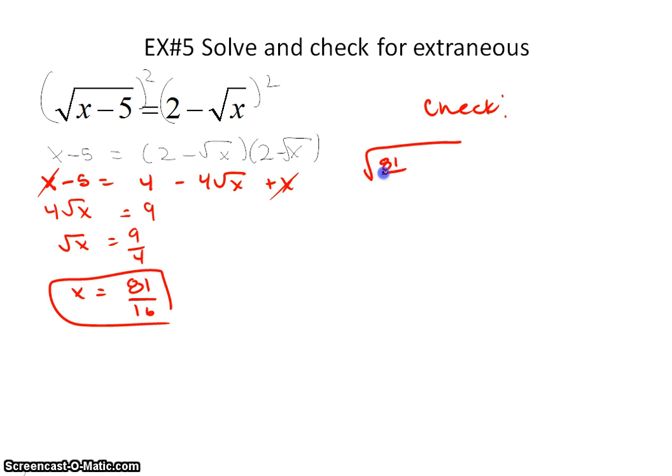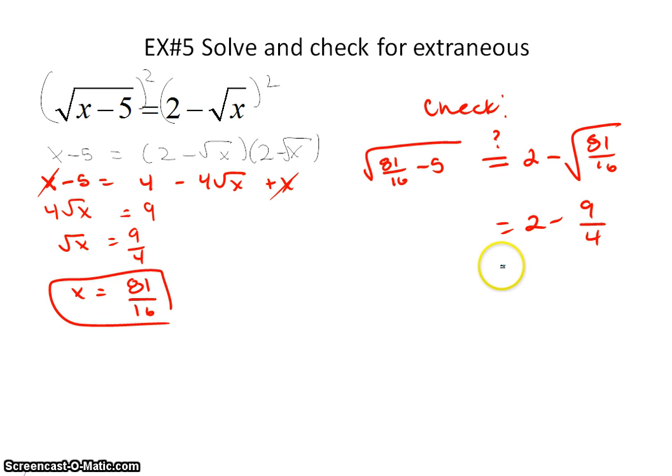So I'm going to check for extraneous solutions. I get 81 over 16 minus 5. Does that equal 2 minus the square root of 81 over 16? Okay, so the right-hand side, 2 minus the square root of 81 over 16. Square root of 81 is 9. Square root of 16 is 4, which is 8/4 minus 9/4, which is negative 1/4.